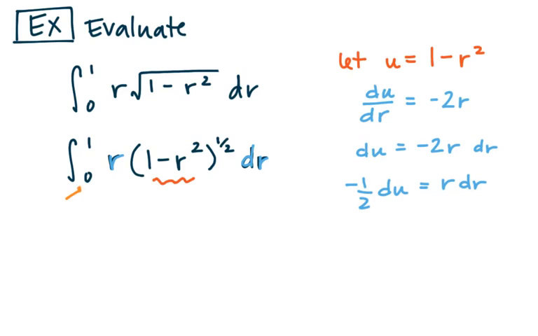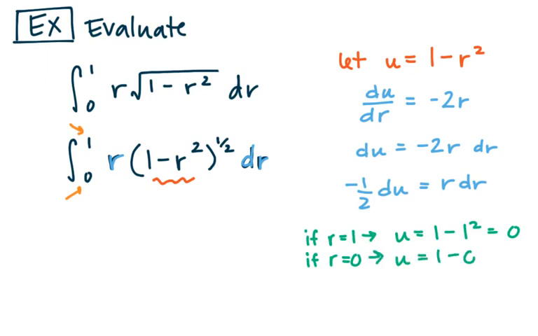The only thing that's new here is we want to make sure and pay attention to our bounds. Currently, these bounds, 0 and 1, are in terms of r. The function was given in terms of r. These represent r values. I need u values. So, if r equals 1, then u equals 1 minus 1 squared, or 0. And if r equals 0, then u equals 1 minus 0 squared, or 1.